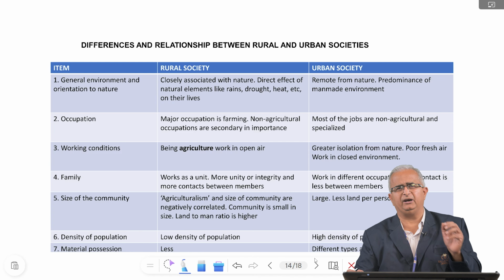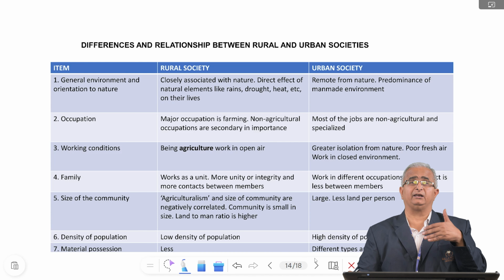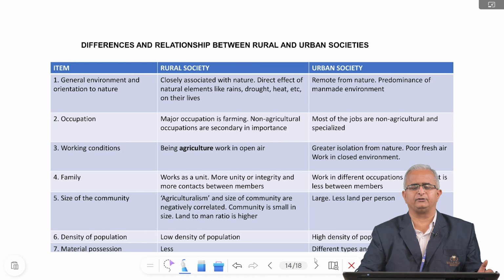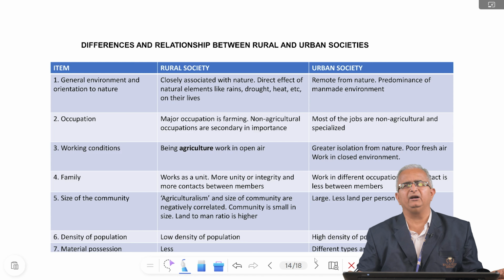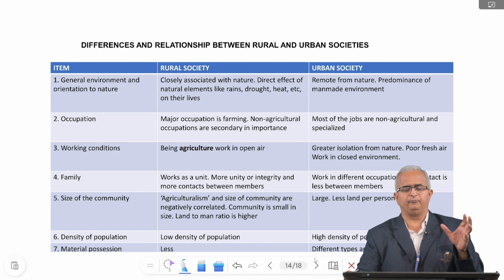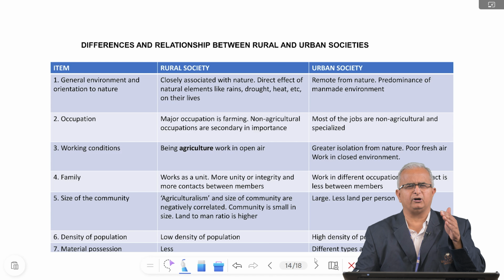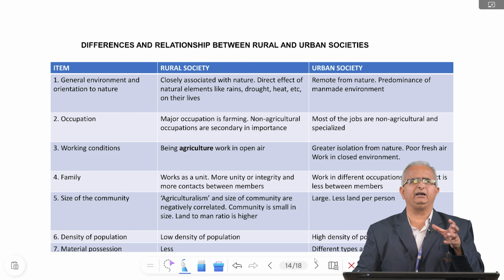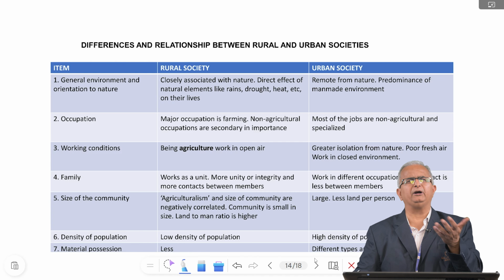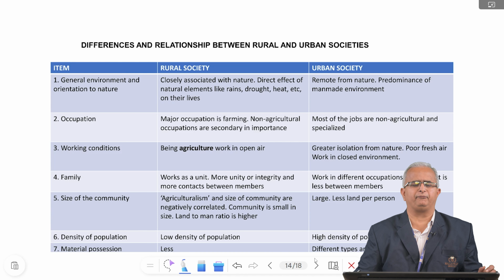But in the urban areas, the non-agricultural activities are primary and the agricultural activities are secondary. The working conditions also, being agriculture, they work in the open air in the villages. Whereas in the urban areas, the working conditions are a closed environment. Within four walls, we work in the urban areas. And the family works as a unit. That unity and integrity will be there within the family members, whereas in the urban areas, different occupations are pursued within a particular family also.